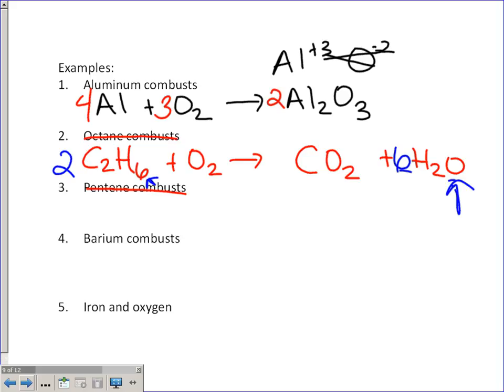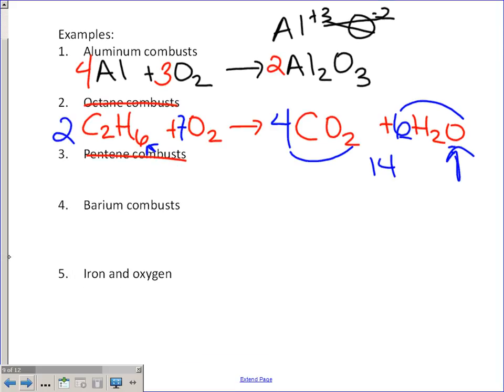Then I can balance my C's, my carbons, and put a 4 here. Now I need to count my total O's. I have 8 plus 6 is 14. 14 divided by 2 is 7. And now I'm balanced.